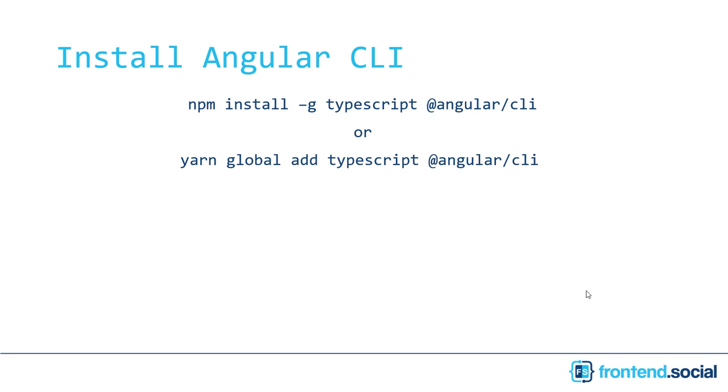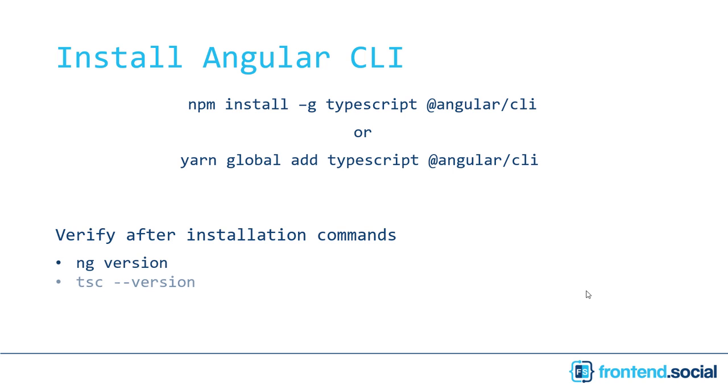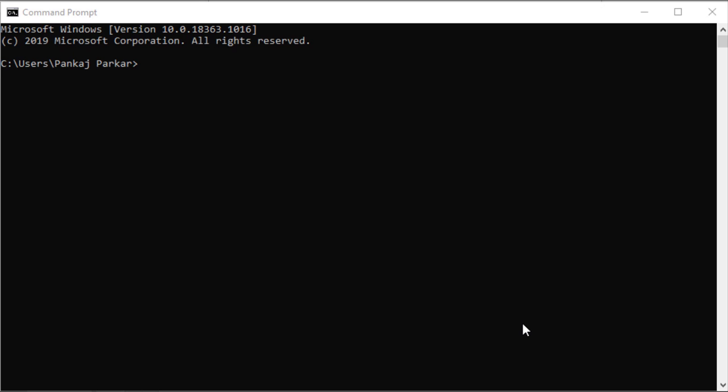After the installation of this package, you can verify the installation of TypeScript and CLI using the below 2 commands. ng version will return what Angular CLI version is installed, and tsc --version will tell you which TypeScript version is installed. Now I have opened terminal to install Angular CLI.